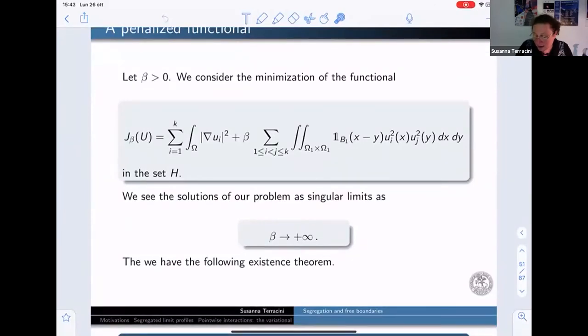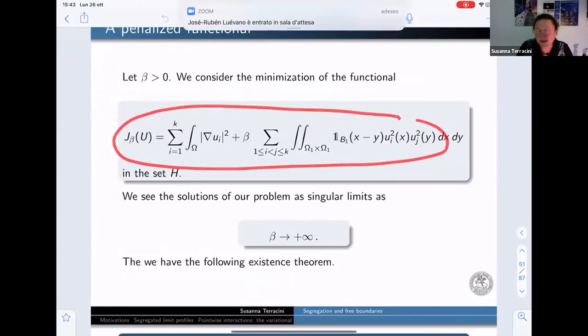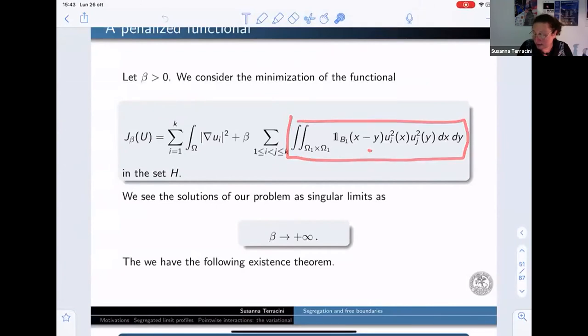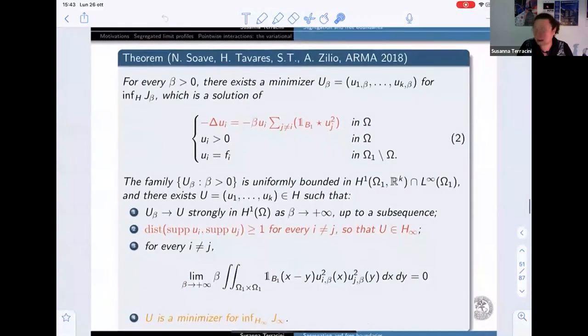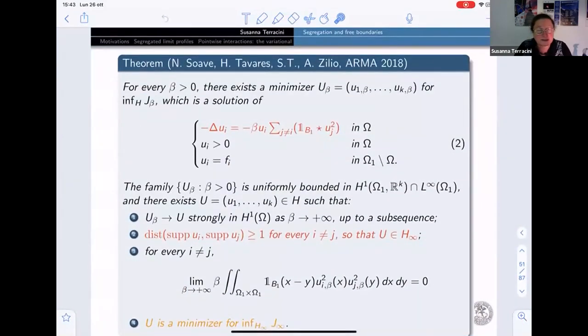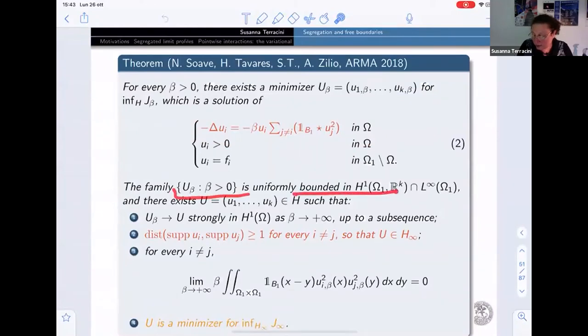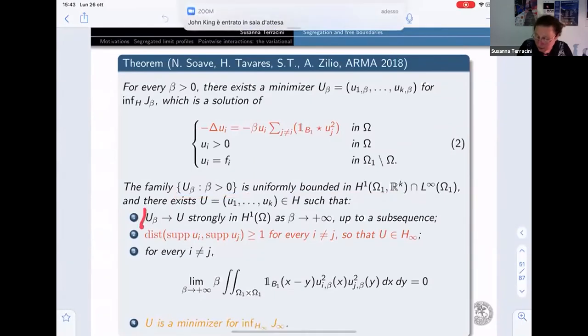This problem can be seen as the limiting problem of a family of penalized functionals where the interaction is modeled by a convolution with a kernel which is just the characteristic function of the unit ball, and then you have some penalization parameter beta that goes to infinity. One can prove that there are minimizers. These minimizers solve this equation. This family is uniformly bounded and in fact converges strongly in H1, up to a subsequence, to some limit.